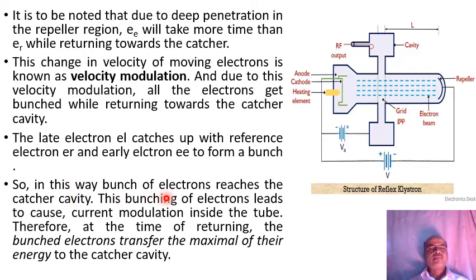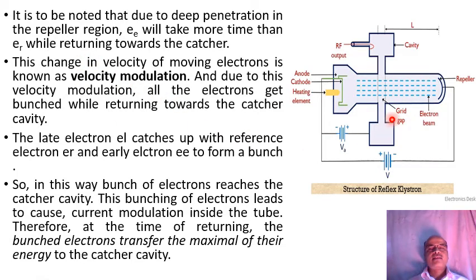So in this way, a bunch of electrons reaches the catcher cavity. This bunching of electrons causes current modulation inside the tube. Therefore, at the time of returning, the bunched electrons transfer the maximum of their energy to the catcher cavity. So here, the bunching process in a reflex klystron is explained very well.